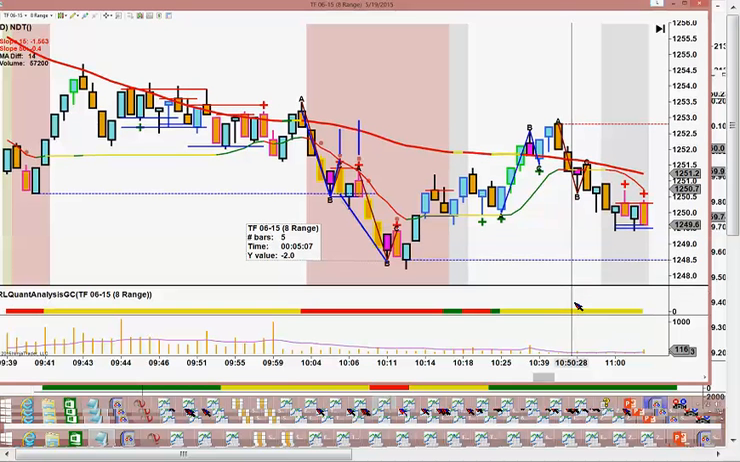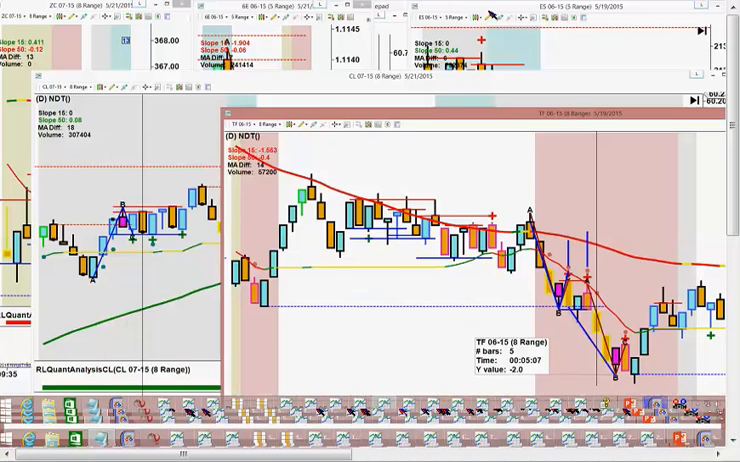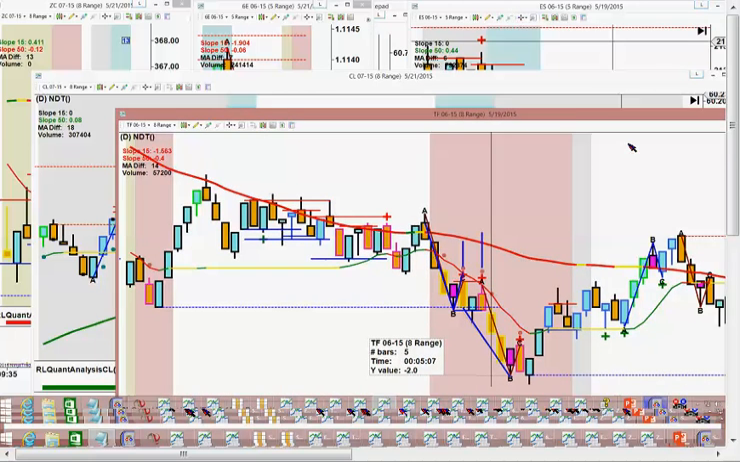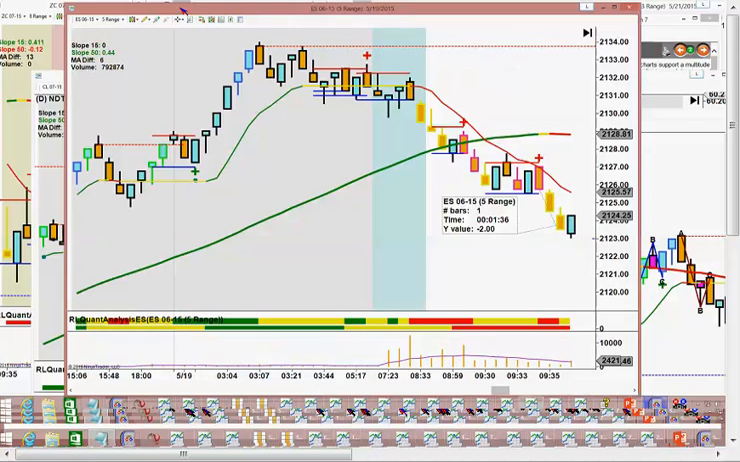Now the Russell should have 2 quants. Where'd they go? Whoops. I have the wrong quant there. I'm getting myself all balled up here. Here's your dual quant.